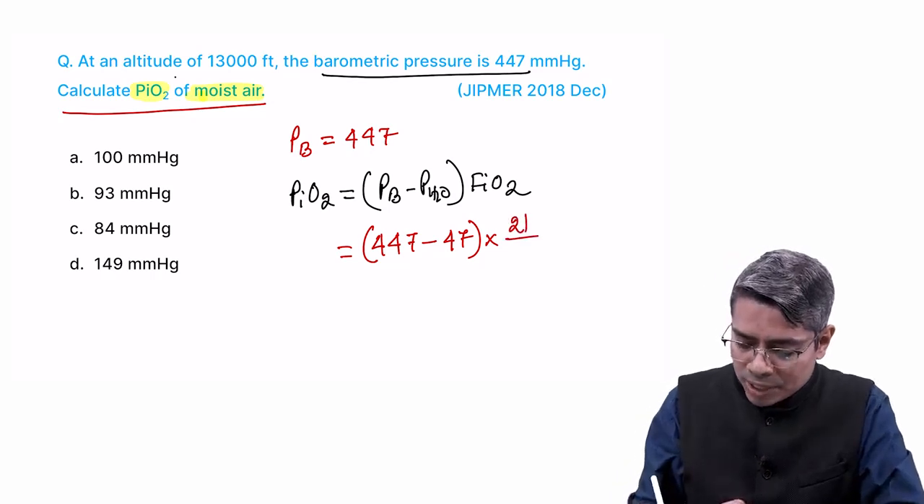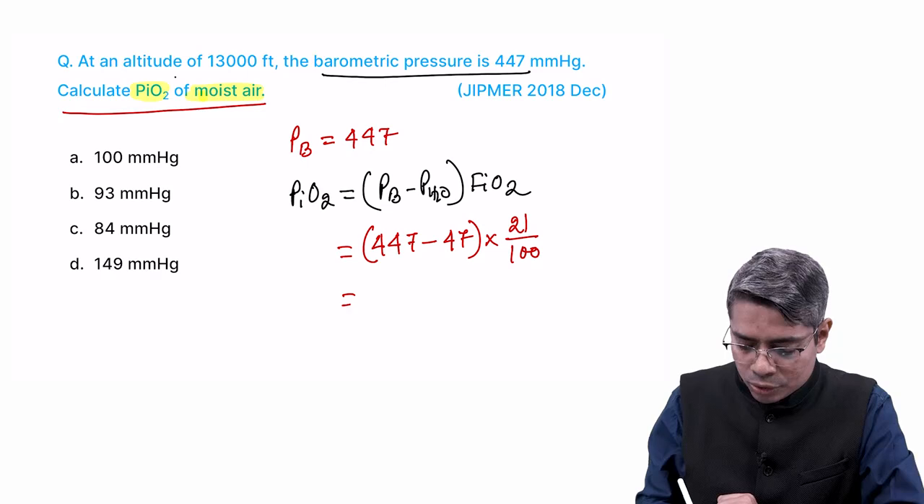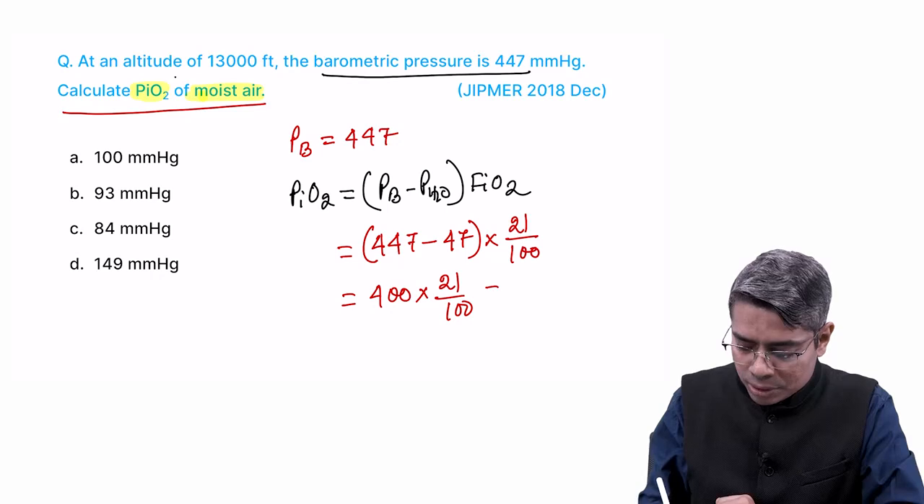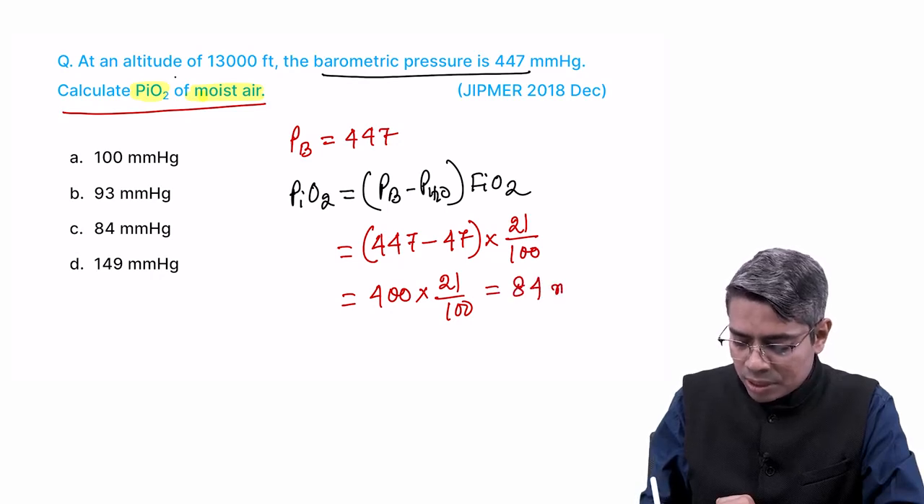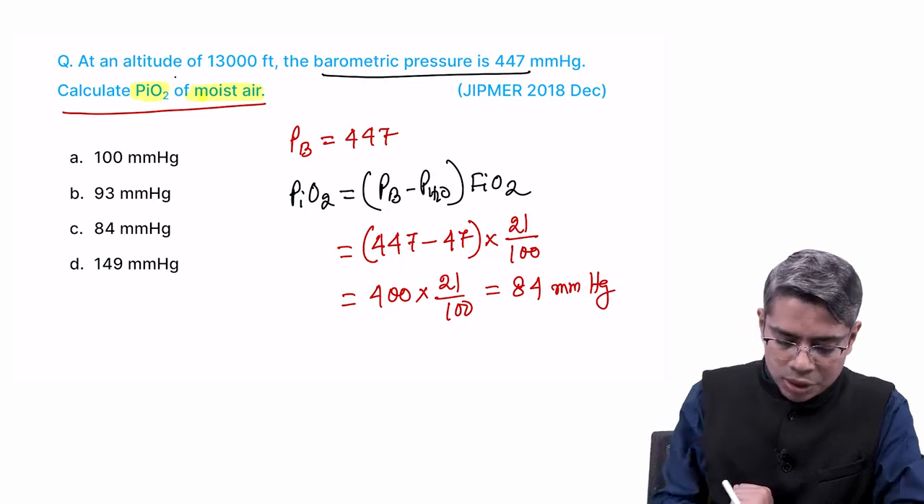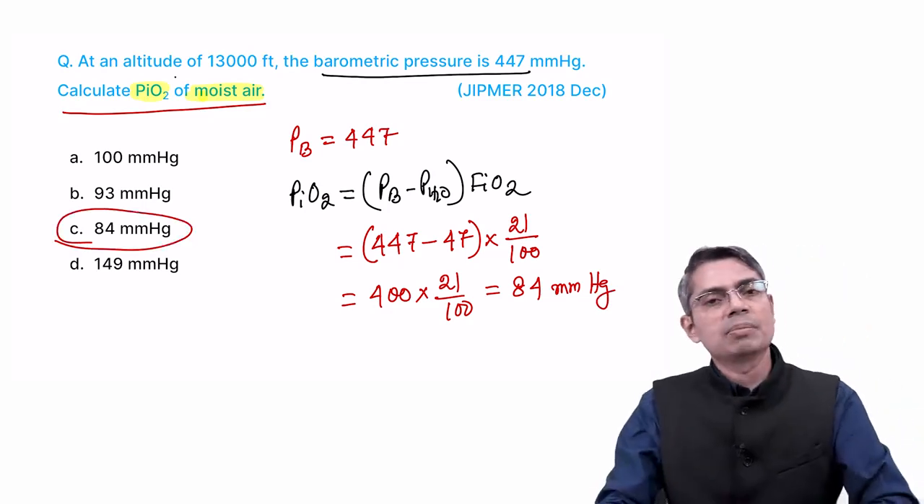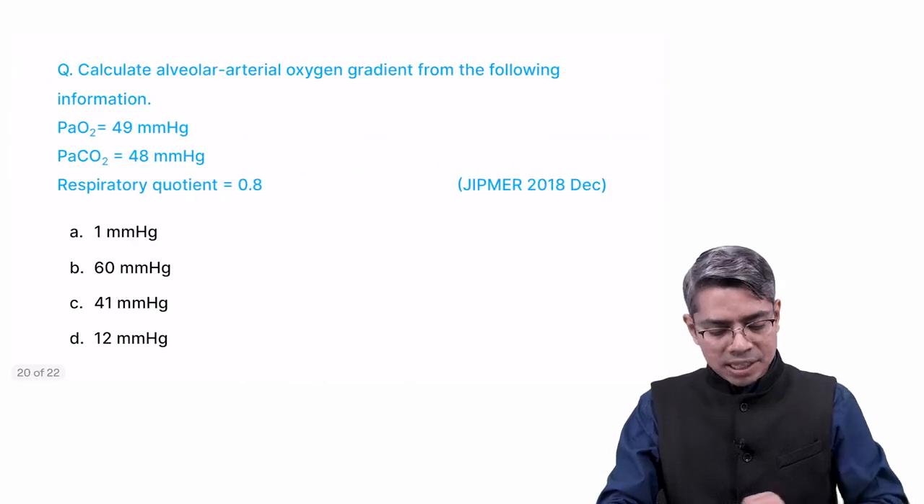So I am going to multiply 21 upon 100, right? So this will be 400 multiplied by 21 upon 100. This is very simple, 84 millimeter of mercury. So in this question, the answer will be 84 millimeter of mercury. Okay. Look at the second question.